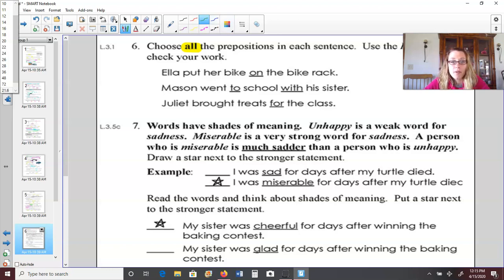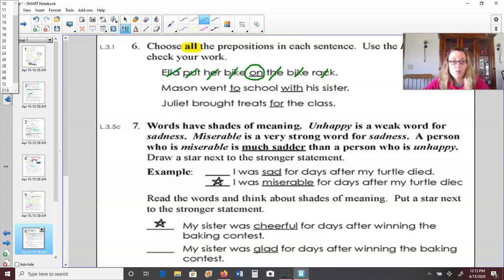So, Ella put her bike on the bike rack. Okay, well, Ella is a proper noun. Put is the verb, it's the action. Her is a pronoun. Bike is a noun, the is an article, and bike rack, bike in this case is an adjective describing what kind of rack. And so what we're left with is our preposition, on.